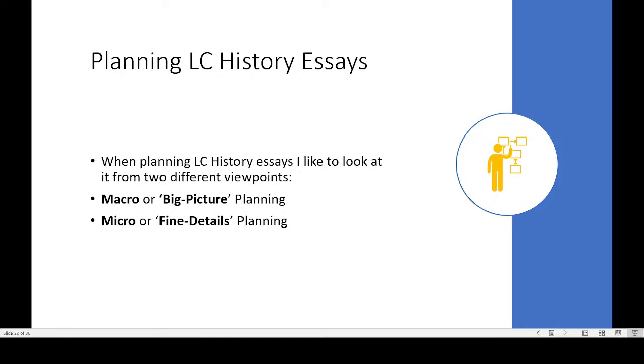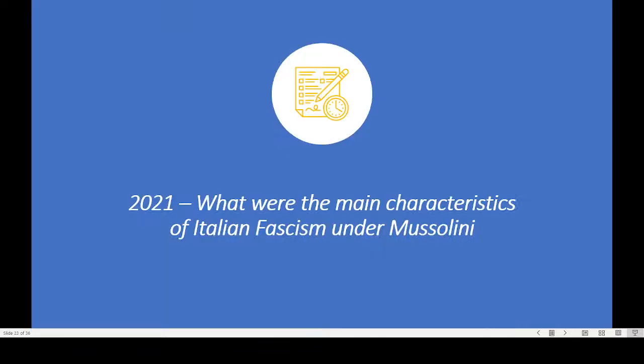So when we're planning our Leaving Cert History essays, I like to look at it from 2 different viewpoints. So this idea of macro planning or big picture. So how do we plan, zoomed out and looking at a big picture of what we need to include in the essay. And then micro planning, the finer details is what I'll call it. So we zoom in on each paragraph, what needs to be included within each paragraph for each history essay.